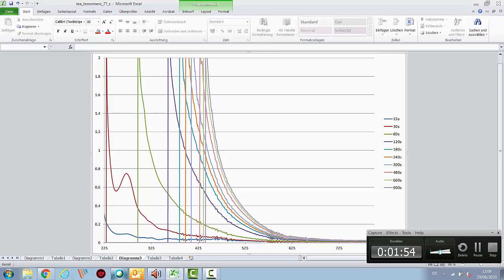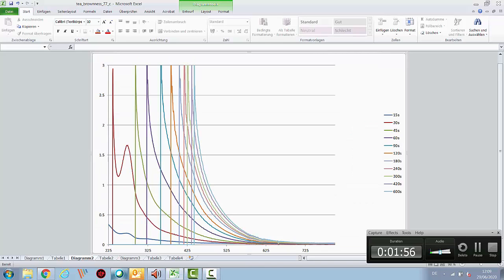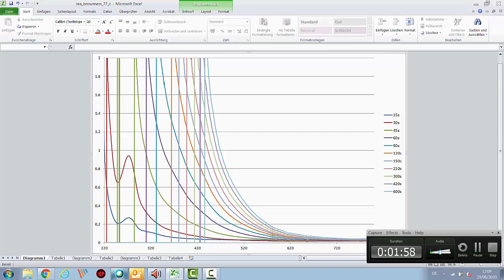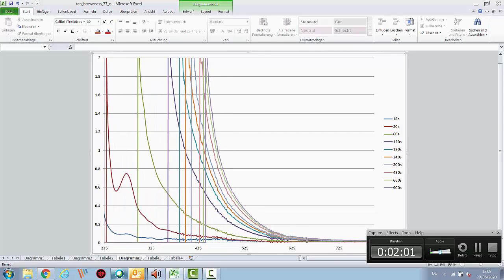You can also see the first one at 15 seconds is way lower than the first one that we did, although it's not very well following a trend, but we will see later when we measure the caffeine, because that peak is probably mostly caffeine.